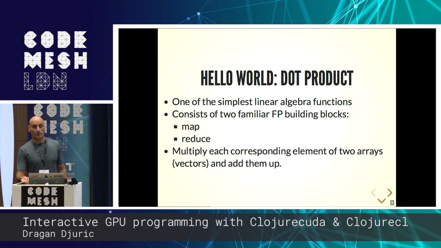So let's start with a hello world. I want to show you first how it looks when you use this stuff. And for number crunching, dot product is really one of the simplest building blocks of more complex algorithms. And it's also nice because it consists of two familiar functional programming idioms, map and reduce. So to compute a dot product of two vectors represented as arrays, first you would have to map the multiplication operation over these two, and then reduce them with a sum of all numbers, and you get one number that represents a dot product.